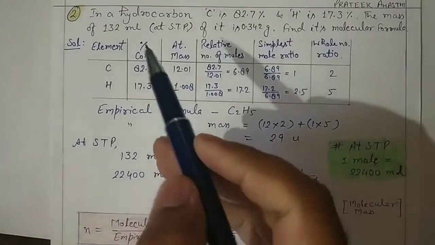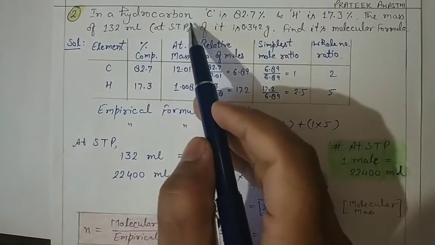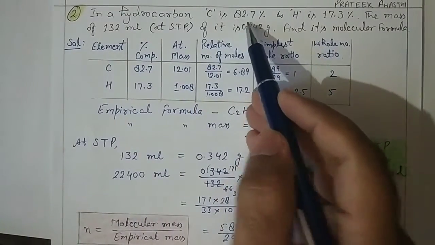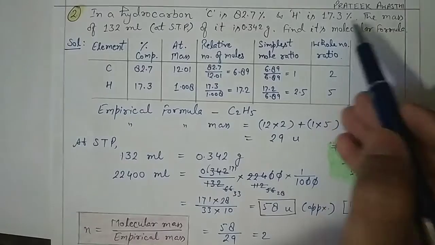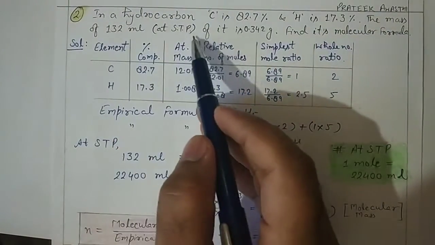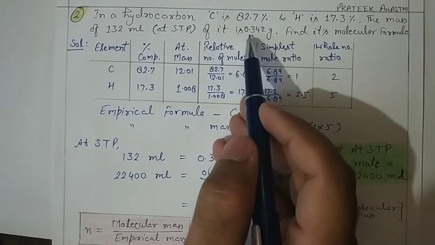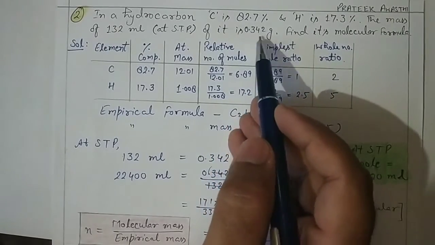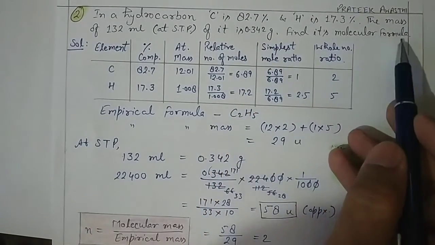The next question says, in a hydrocarbon, carbon is 82.7%, hydrogen is 17.3% and the mass of 132 ml of it at STP is 0.342 gram, and we have to calculate its molecular formula.